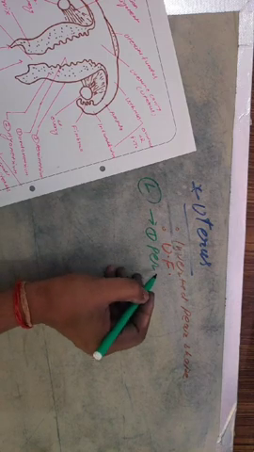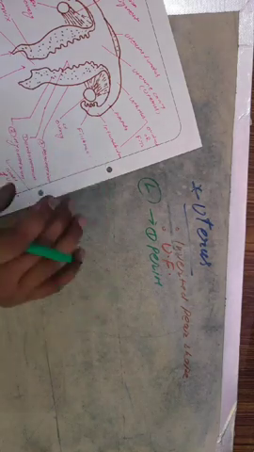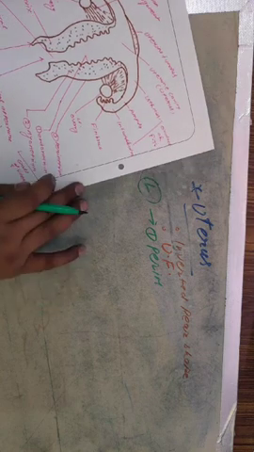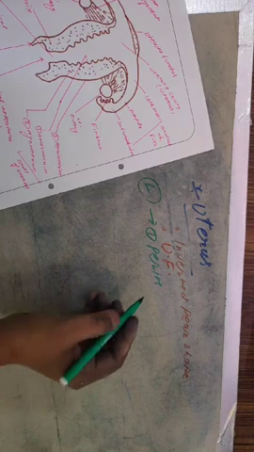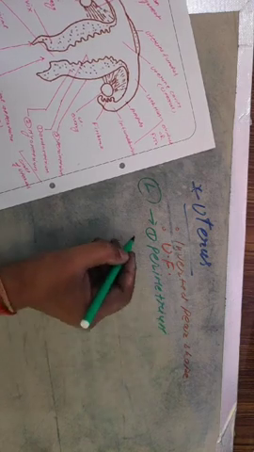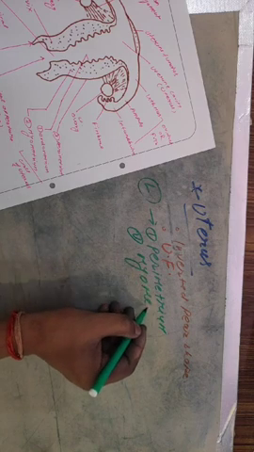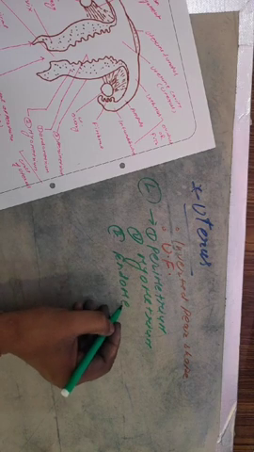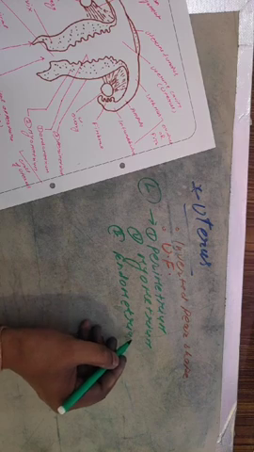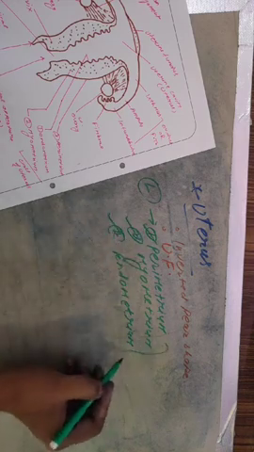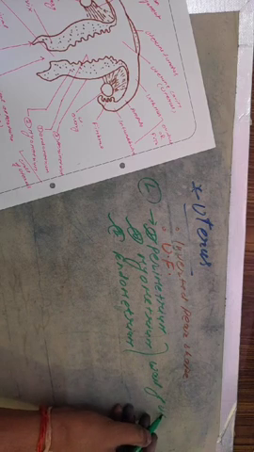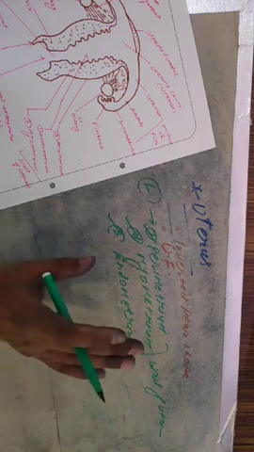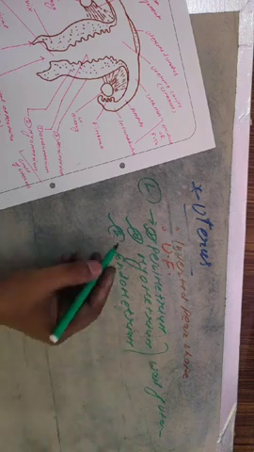When you label from outside, the first is the perimetrium, the second is the myometrium, and the third is the endometrium. So the perimetrium, myometrium, and endometrium are the wall of the uterus. First, the perimetrium. The perimetrium is the outer protective layer. Now the myometrium.